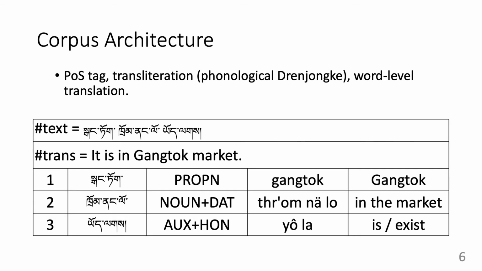As for corpus architecture, we have text and translation extracted from the original text, and then we added a POS tag, transliteration, and word-level translation for each token. The transliteration used here is so-called phonological Drenjongke, which is different from the traditional transliteration system for Tibetic languages, which is called the Wylie system. Phonological Drenjongke reflects well the actual pronunciation of Drenjongke, so it is useful and effective for educational purposes as well as documenting this language.